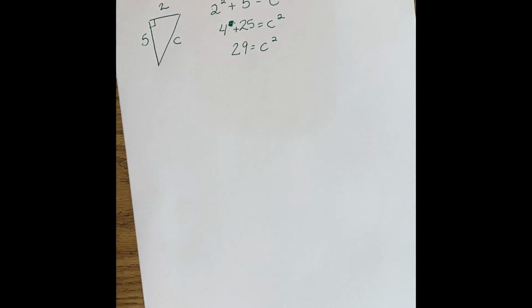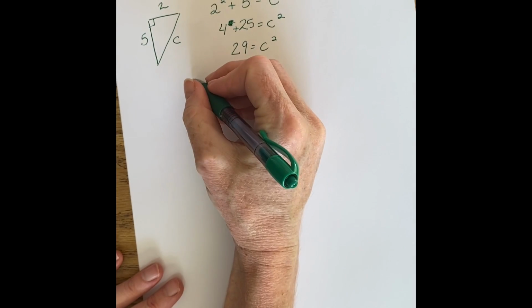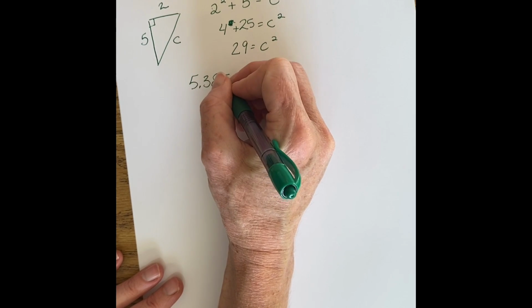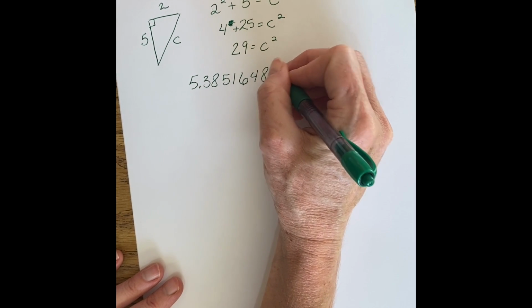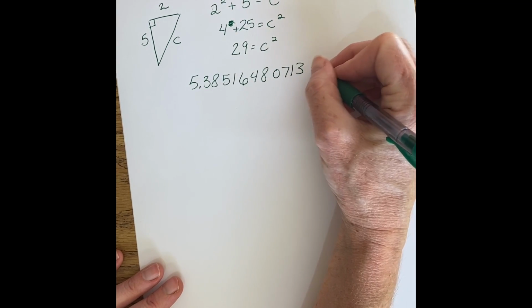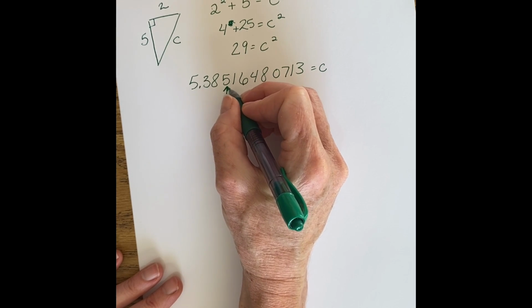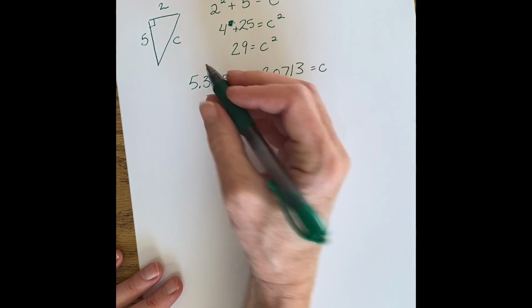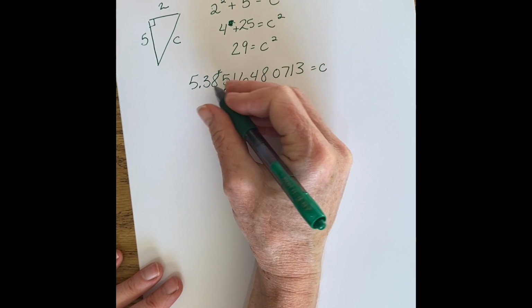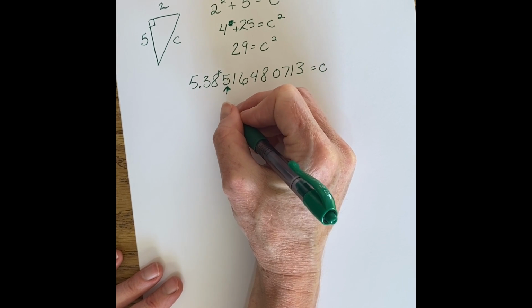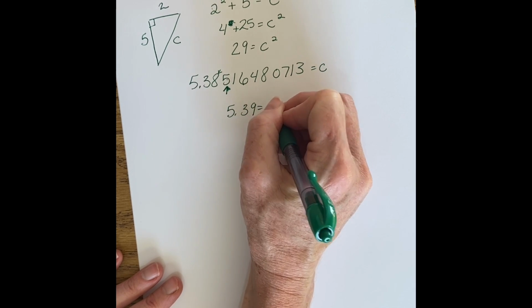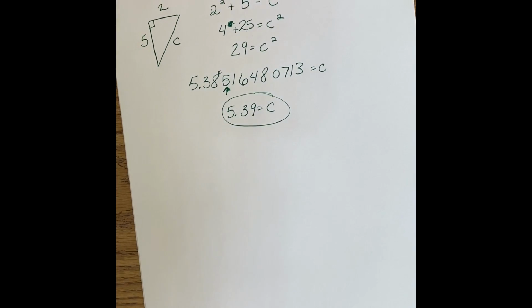I do not have a clue what the square root of 29 is. I know it's going to be in between 5 and 6. I know that because it's bigger than 25 and it's less than 36. Square root of 29 is 5.38516480713, blah, blah, blah. So c equals that. I'm going to look at this guy right here. This 5 is bigger than or equal to 5, so this 8 gets rounded up to being 9 when I round it. So 5.39 equals c. Now I want to teach you guys about a does it make sense test on this Pythagorean theorem stuff.